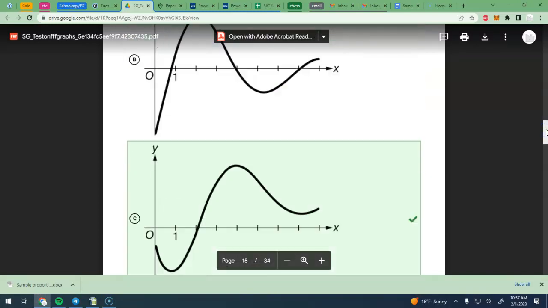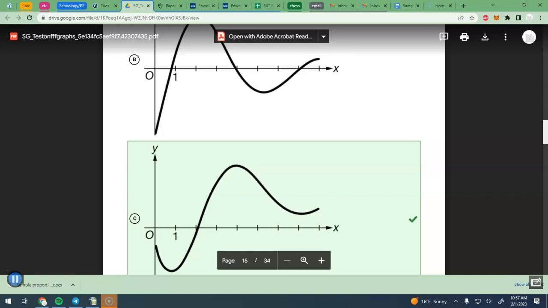So C does work because I've got concave up until right here, concave down until right here, which is your 5 point whatever, and then concave up. But I can't see the other ones. Are there other ones where the concavity fits?